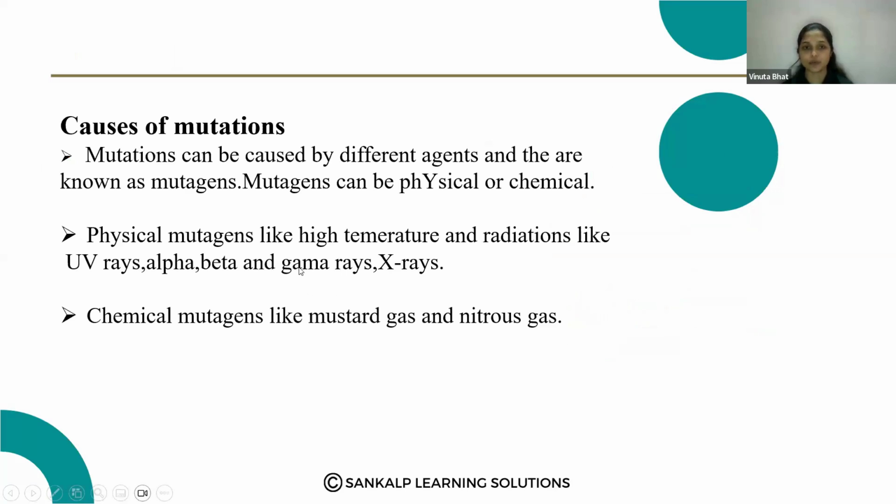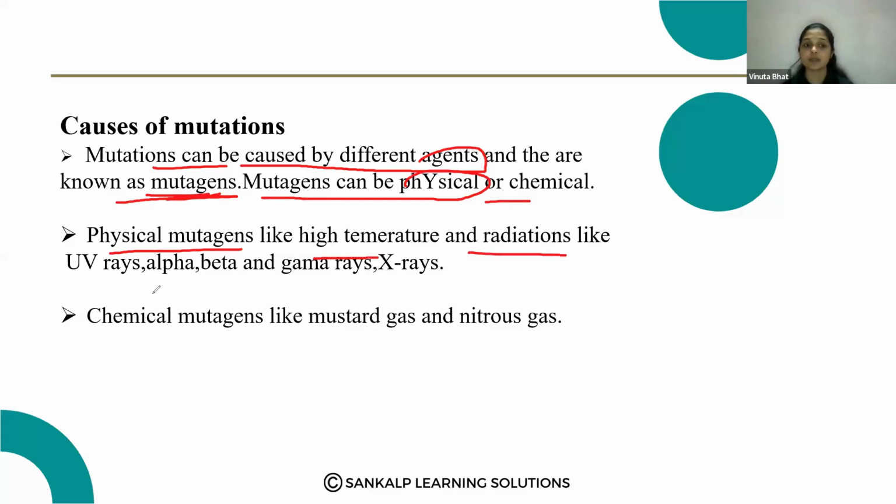The causes of mutation. Mutations can be caused by different agents, and these are known as mutagens. So what are mutagens? Very important. The mutagens are the agents that cause mutations. Mutagens can be physical or chemical. Physical mutagens, for example, high temperature and radiation like UV rays, alpha rays, gamma rays, and X rays.